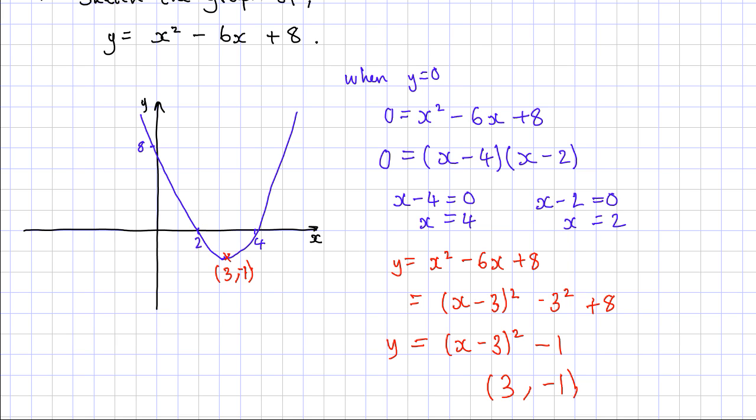Okay, so what we've done is we found the y-intercept, which was here. That's when x is equal to 0. We found where the graph crosses the x-axis. This is when y is equal to 0, and then we solved it. And to find this turning point here, we complete the square, and then we use the opposite of this as our x value, and whatever we have outside as our y value. So the turning point is 3, minus 1.